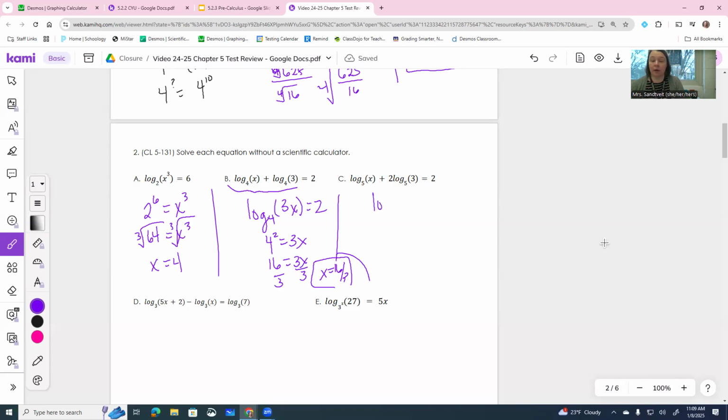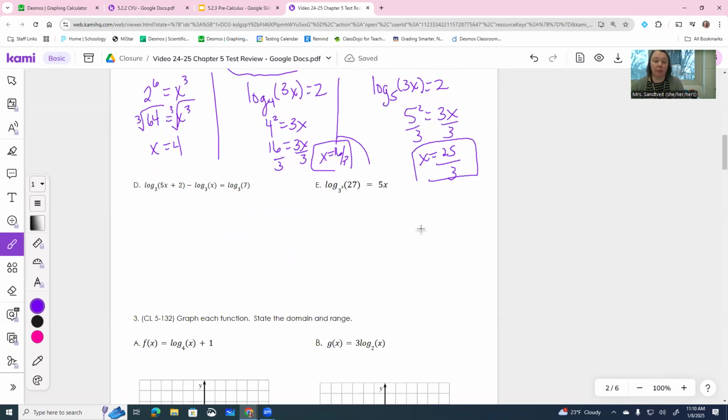Okay, same logic with this one. The base is now 5, so I have log base 5 of, again, two things being added. I can rewrite it as a single product. And then I'm going to rewrite in exponential form. So 5 to the second equals 3x. I'm going to divide both sides by 3. So x is 25 thirds.